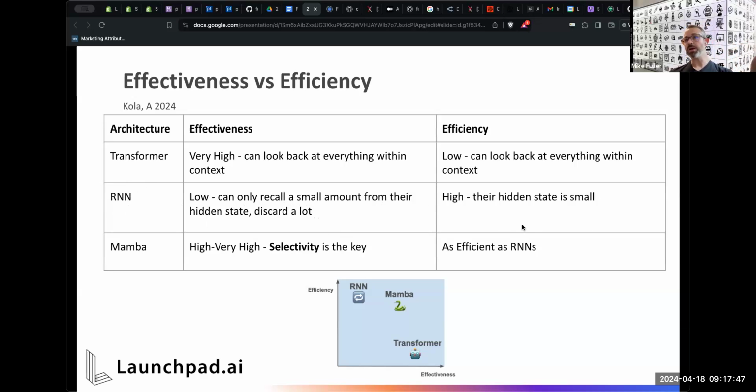But the benefit, obviously, is that their hidden state is small, so significantly more efficient than transformers. And Mamba has a nice combination of these two characteristics. It has a high to very high effectiveness because of its selectivity within its state space modeling, and it's pretty much as efficient as RNNs. Obviously, we're looking at much bigger models these days than we used to, so slightly less efficient, but it has these nice properties of both of these systems.